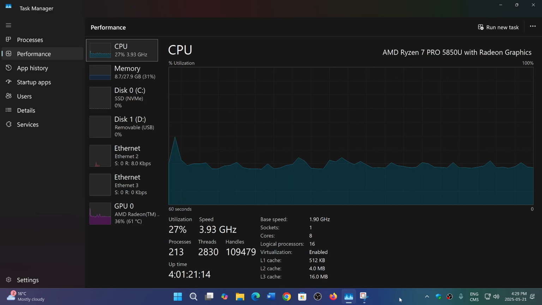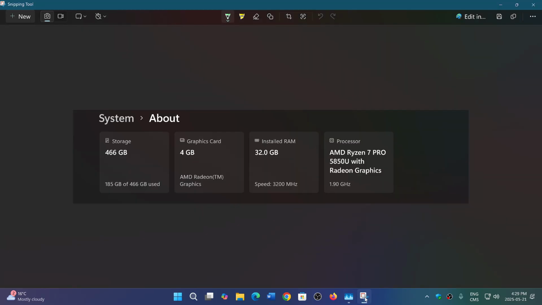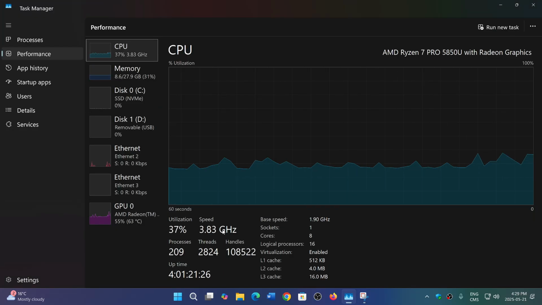So a lot of people have been asking, well, what does this mean? My processor is not supposed to go to that speed. And you see it here, compared to the About page at 1.9, and the Task Manager speeds that are here. You're kind of wondering, well, what gives? And they did say, and here you have the same reporting, the base speed at 1.9, and the speed going at 3.9.